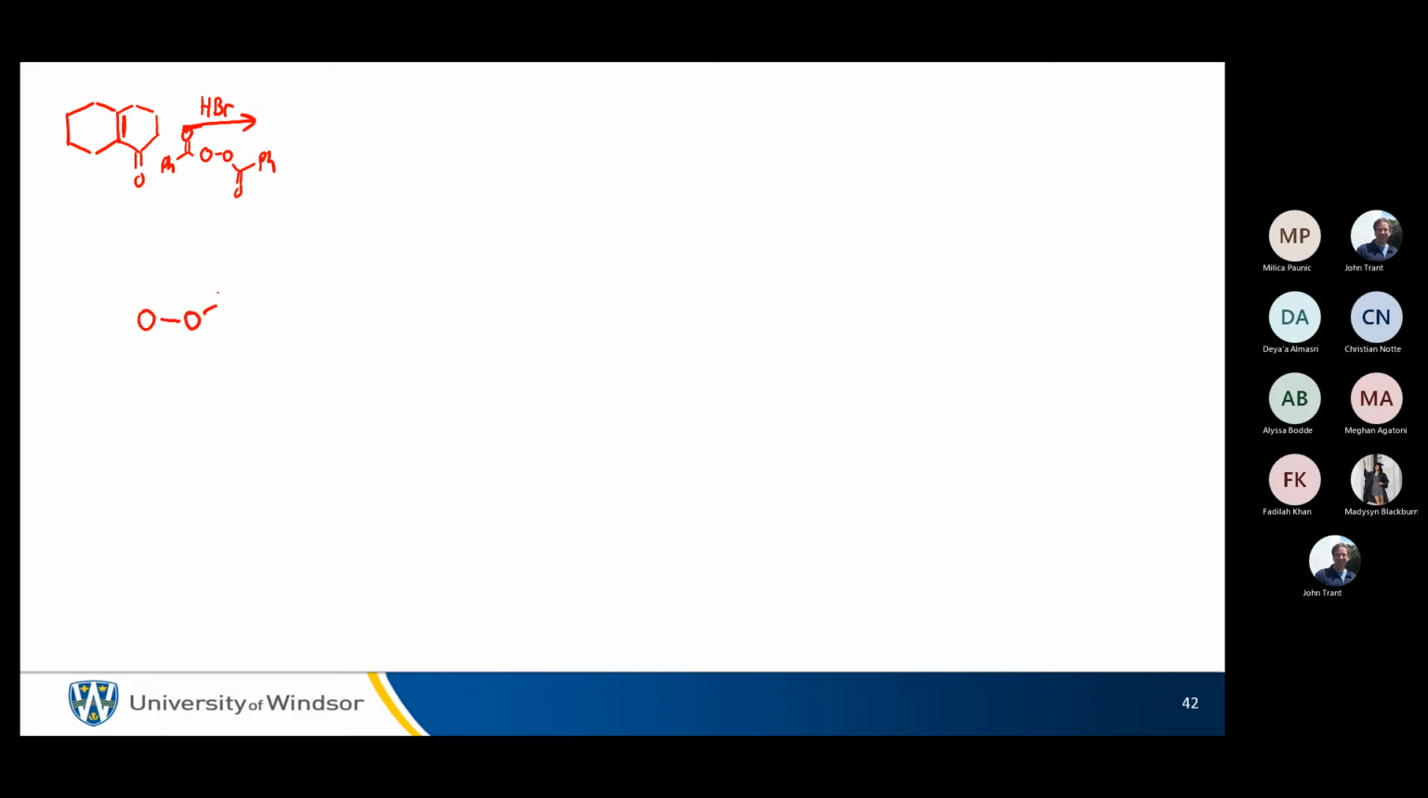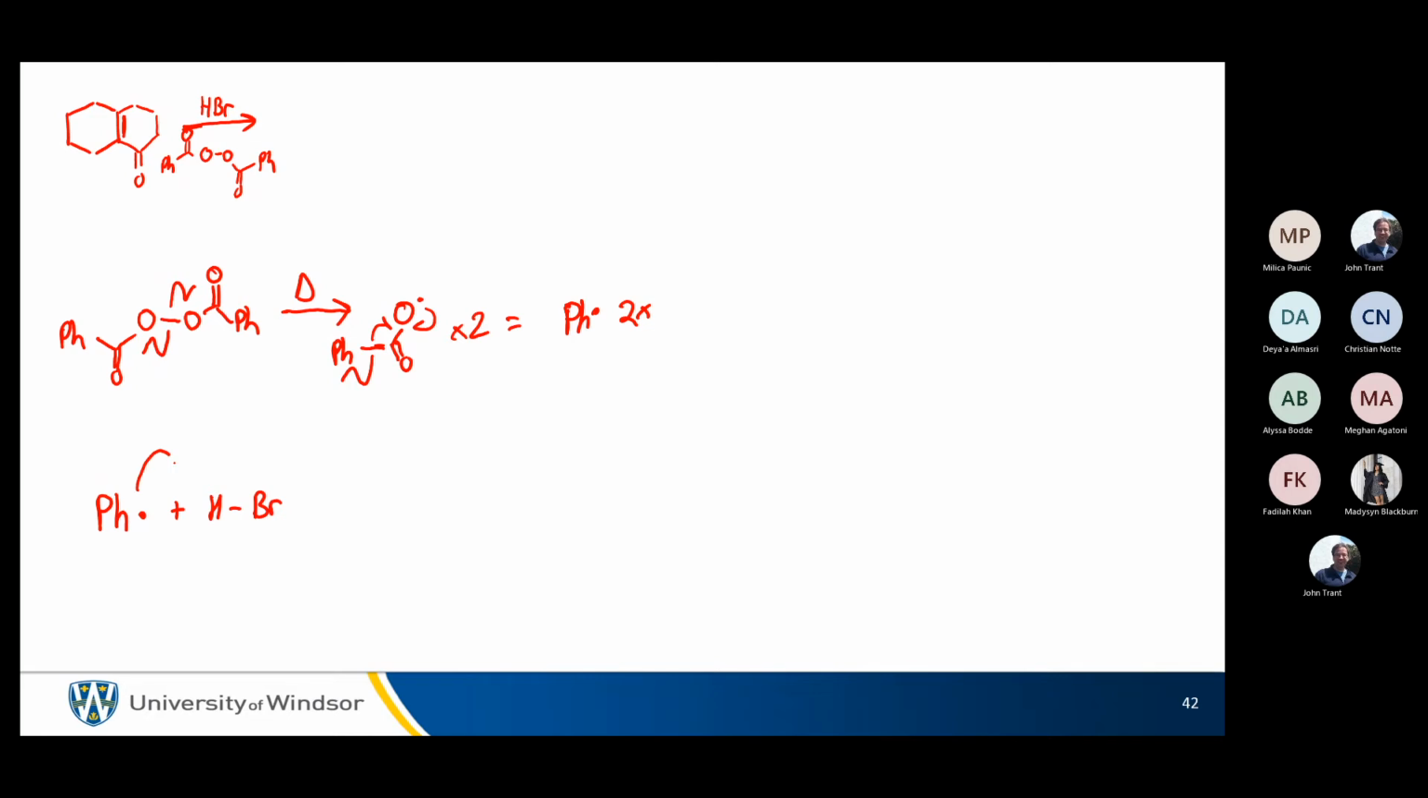So if you have benzoyl peroxide and you add some heat, we saw this, I think, on Friday. Maybe it was yesterday. I don't know anymore. Anyways, you get 2 phenyl radicals. Those then look for the weakest bond available. The weakest bond available is the HBr bond, to make benzene and a bromine radical.